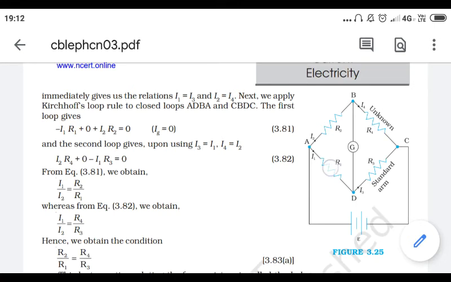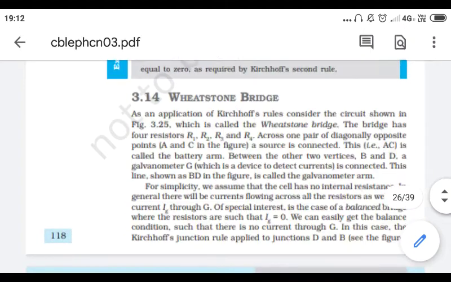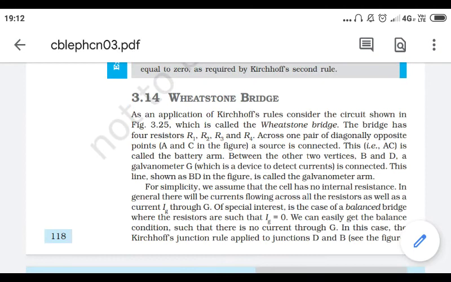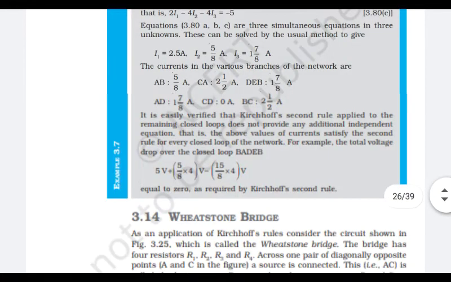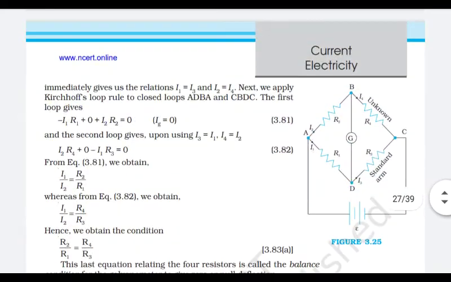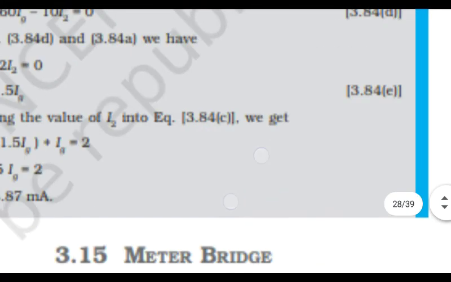Now let's read how they are. The bridge has four resistors R1, R2, R3, R4 across one pair of diagonally opposite points A and C. Again, this is very simple to understand. Remember, it is a very easy topic.